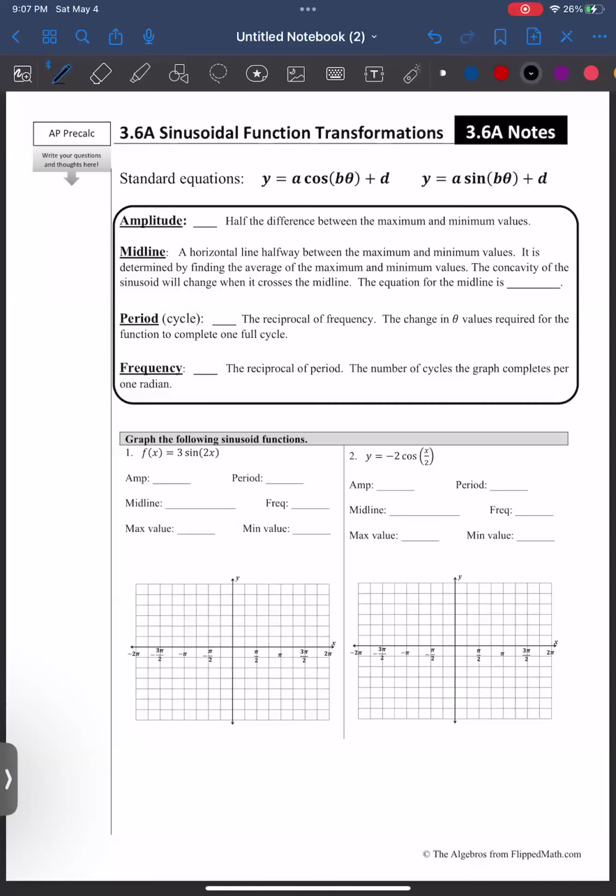Okay, so I'm going to go ahead and get started in 3.6. 3.6 is actually a two-part. So this video is going to contain 3.6a and 3.6b. So now we're talking about the transformations of those sinusoidal functions. You have your standard equation. So this is what it looks like with its transformations happening.